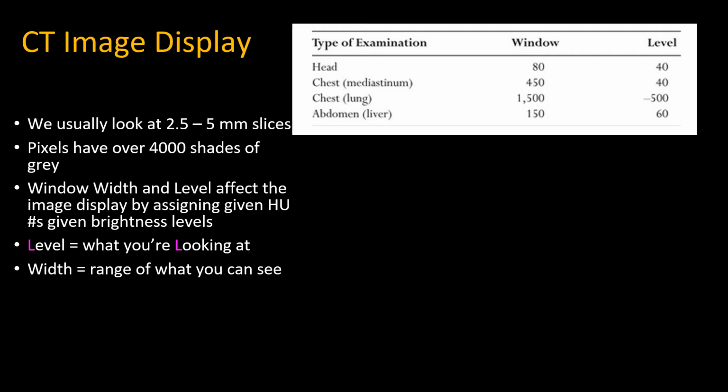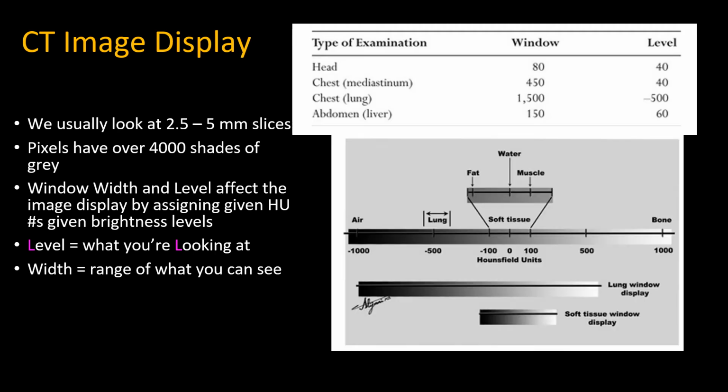So for the abdomen, say a liver, if you drew a Hounsfield unit ROI over the liver, you'd probably get somewhere around 60. So our window level setting for an abdomen is 60 and 150. The width is the range of what you can see. So when we're looking at a lung, we're seeing air, we're seeing bone, we're seeing a much wider range of Hounsfield units. So our window number is going to be the highest, 1,500 approximately. There's a reminder of our different Hounsfield units for different densities.